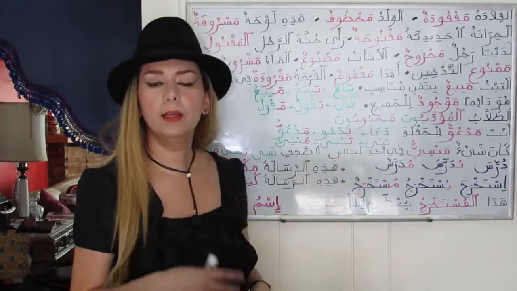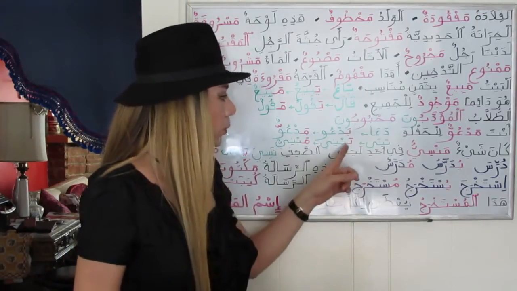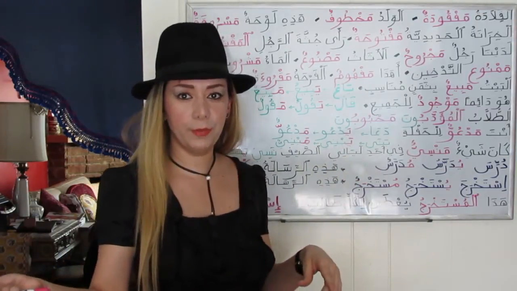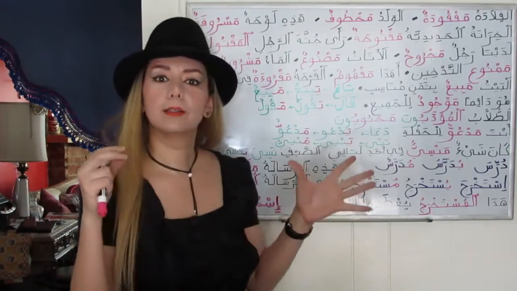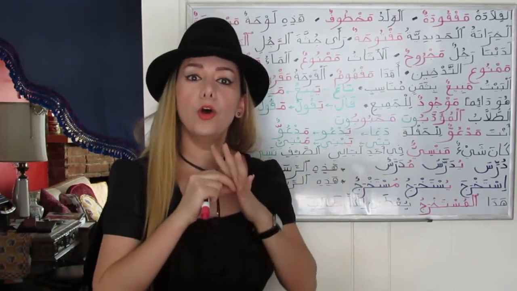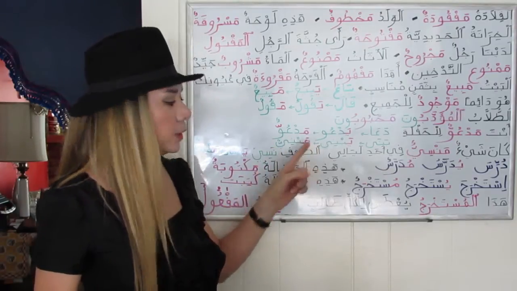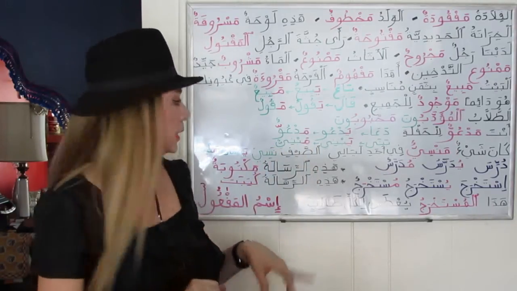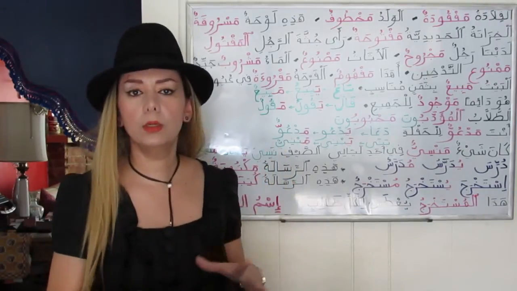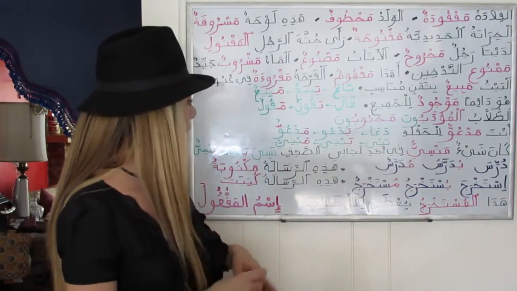So yabni, he builds or he's building. So what do we do? We get rid of the prefix ya, and we substitute it with the ma, mabniyun, and we top it with the shadda. Mabniyun, built.